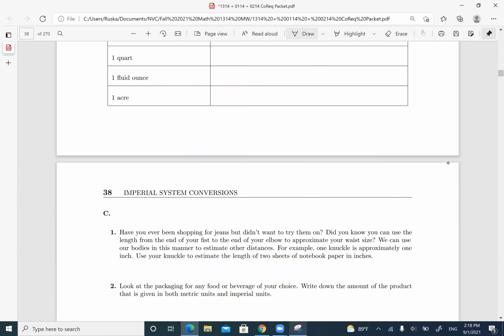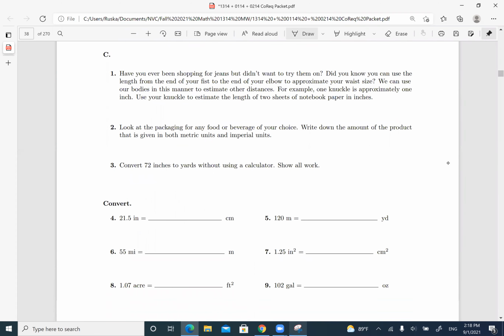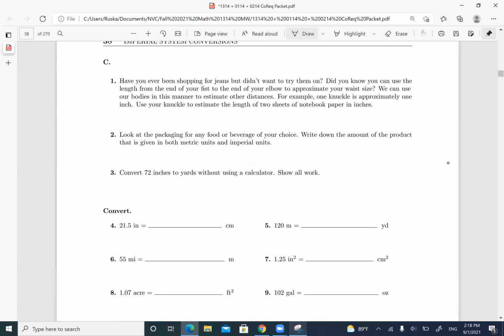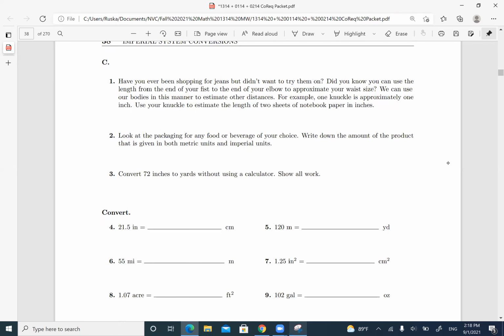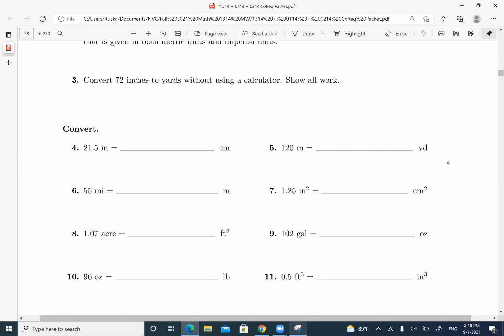We did this table already. So let's start with number 3. Number 1 is really interesting information. You have the packet, you can read it later.